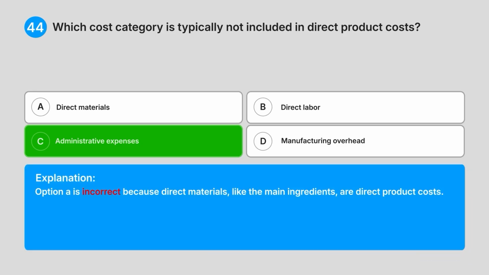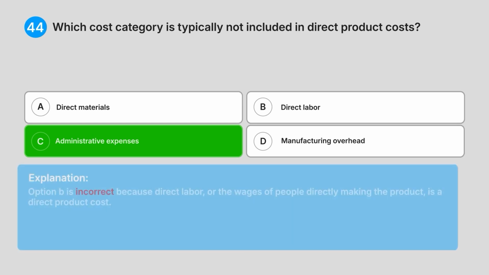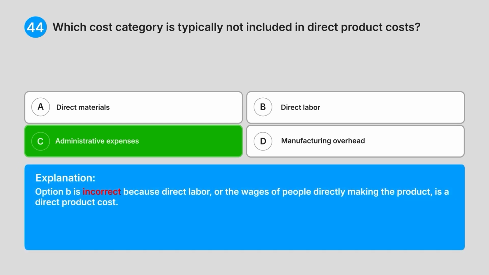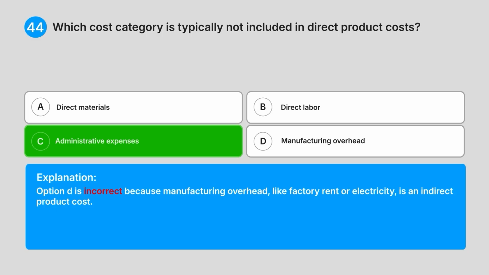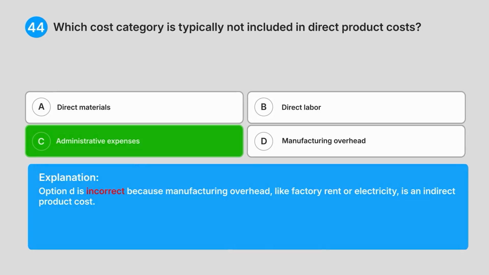Option A is incorrect because direct materials, like the main ingredients, are direct product costs. Option B is incorrect because direct labour, or the wages of people directly making the product, is a direct product cost. Option D is incorrect because manufacturing overhead, like factory rent or electricity, is an indirect product cost.